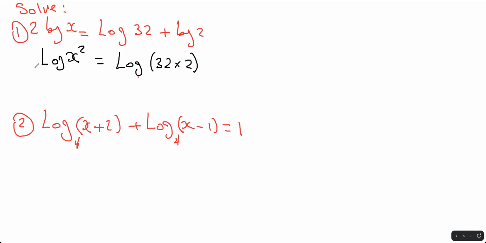Now, when you have one log on the left-hand side and one log on the right-hand side, nothing before the log, know that you could cancel the logs. So this is a new thing that you're learning today. And therefore, x squared equals 64. And therefore, x equals plus or minus 8.